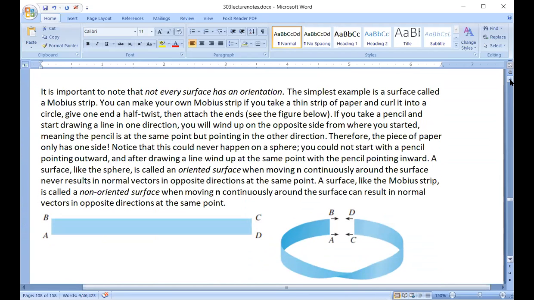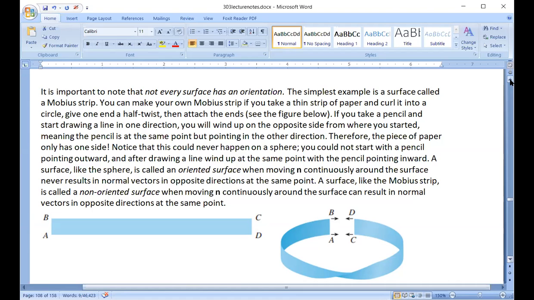The simplest example of a surface that does not have an orientation is something called a Mobius strip. You can make your own Mobius strip if you take a thin strip of paper, as illustrated in the diagram on the left, curl it into a circle, but give one end a half twist before attaching the ends. That's illustrated on the right. Now a crazy thing happens, which I'd have to demonstrate in person for you to believe it. But you can make a Mobius strip for yourself.